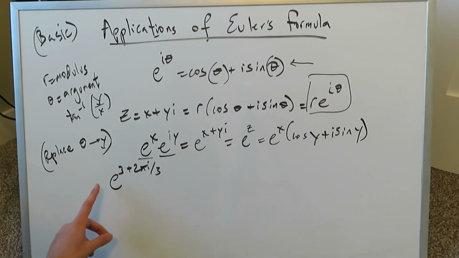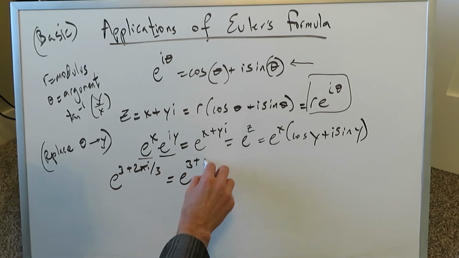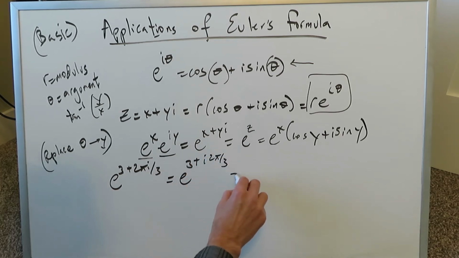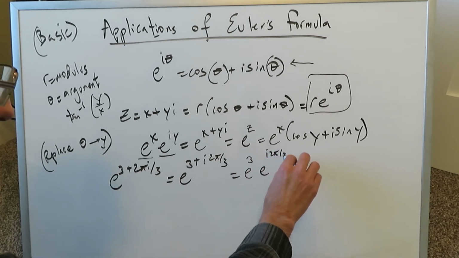Let's give this one a try. We have e to the power of 3 plus 2 pi i over 3. If you want, you can rewrite it as this just for more clarity: e to the power of 3 plus i 2 pi over 3. You're looking at an addition of two separate exponents from the same base. We have e cubed, and then we have e to the i 2 pi over 3.